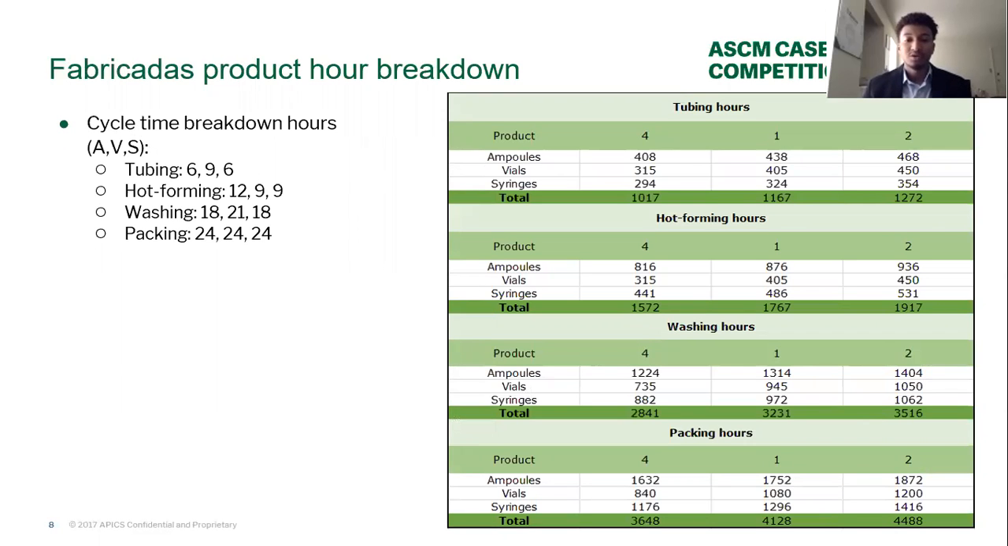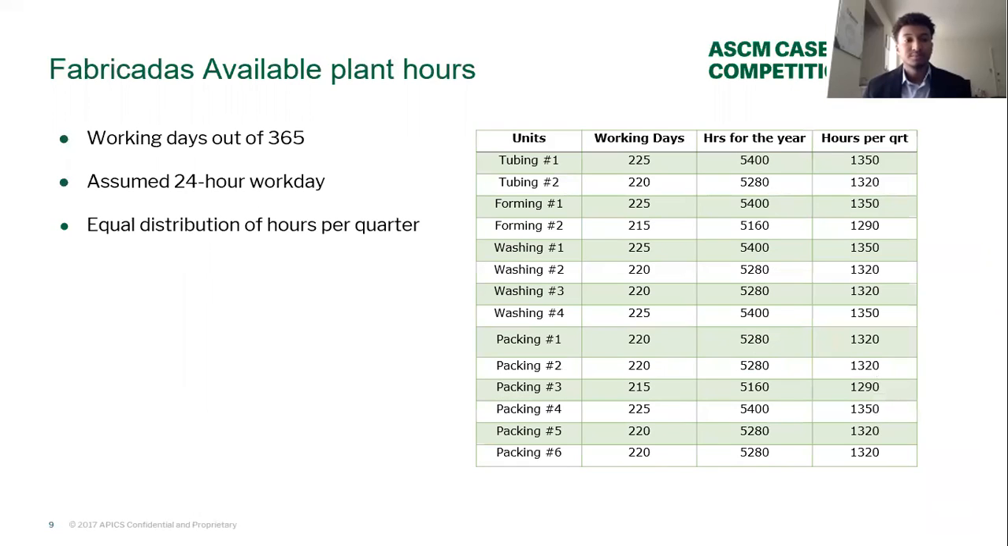Now that we have our adjusted demand production, we calculated the adjusted hour breakdowns for each product in line by quarter. The cycle time breakdown was as follows. Tubing 696, followed by hot forming, washing, and packing. To get the adjusted hour breakdowns for the products, we multiplied the cycle time hours for each product by the adjusted demand for each product, which gave us the total amount of hours used for each line and product, which is shown by the table. Next, we'll be talking about the available plant hours.